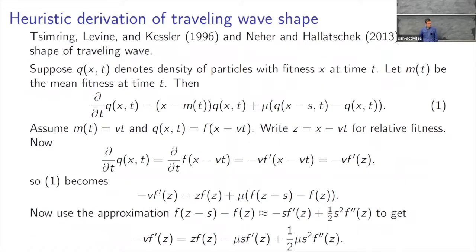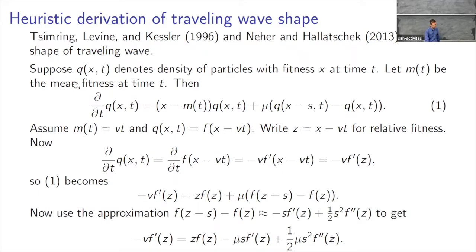So in the last few minutes today, I want to describe the derivation in the physics literature for why the Airy function describes the shape of the traveling wave in this model. And then next time we will see how to get this result mathematically in the setting of branching Brownian motion. And so here I'm really following the presentation of Neher and Hallatschek.